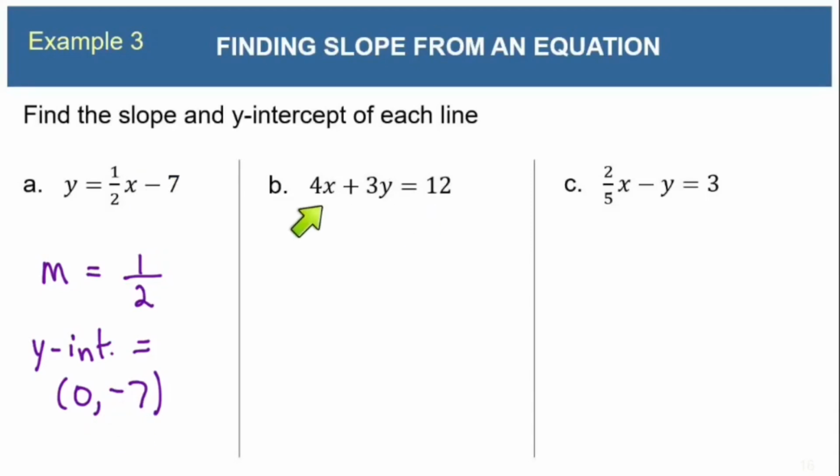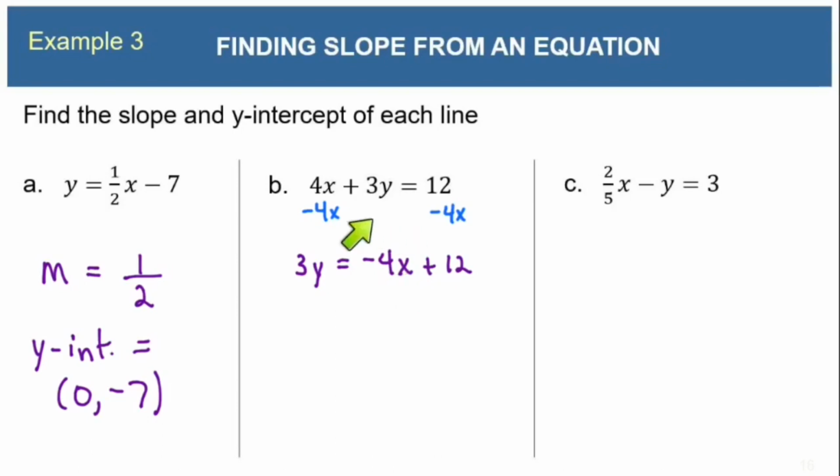Now in part B, this equation is not solved for y. So in this case, we can't see the slope and the y-intercept right away. We have to rearrange the equation so that the y is isolated. So that's going to involve getting rid of this x term and then getting rid of this coefficient. So first we want to isolate the y term. So we'll subtract 4x from both sides, and that will give us 3y equals negative 4x plus 12.